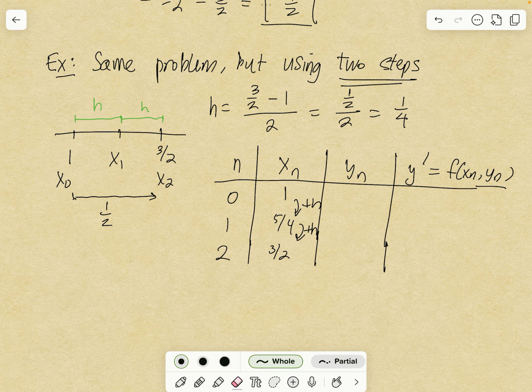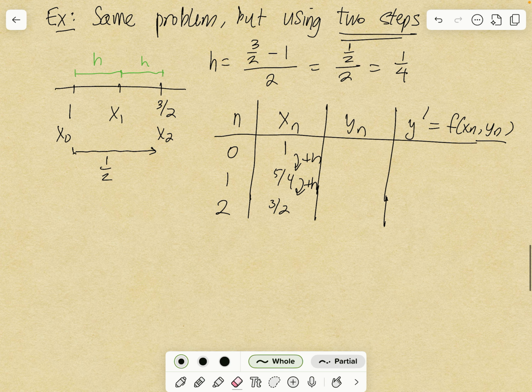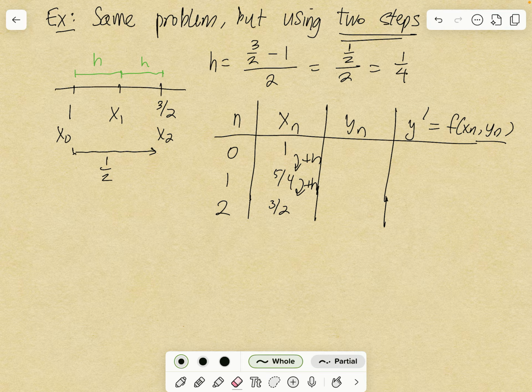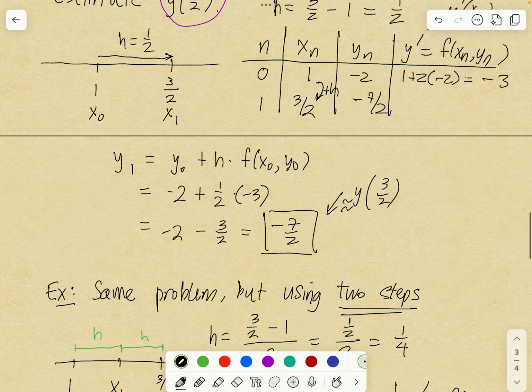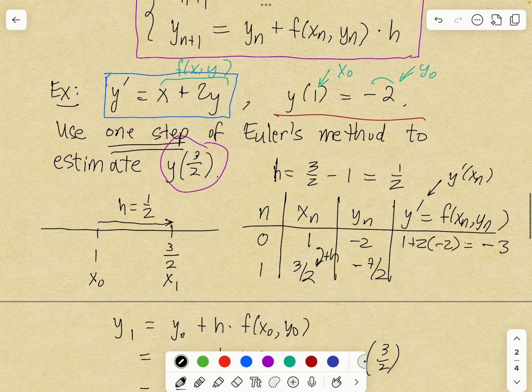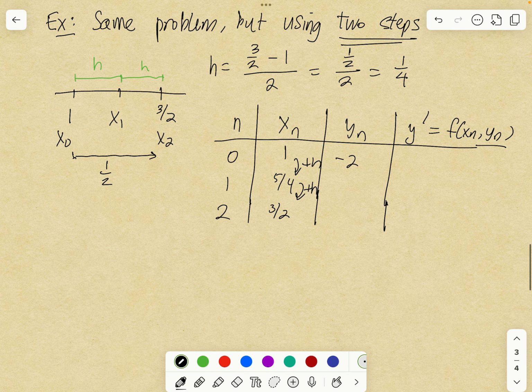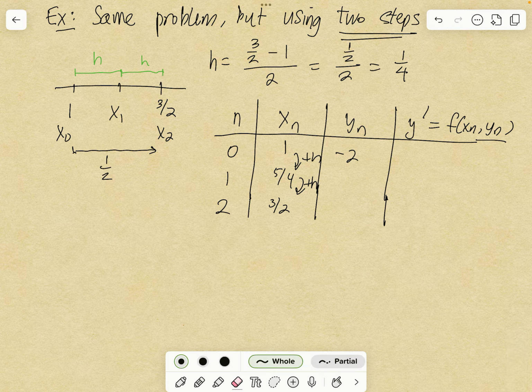So now we're ready to use Euler's method. Our y0 was, what was y0? -2, right? That's what it said in the problem. Yeah, y of 1 is -2. And now we're ready to just use Euler's method.